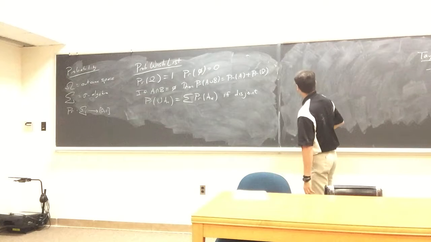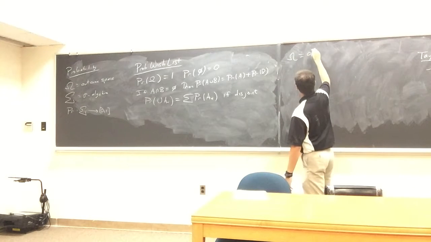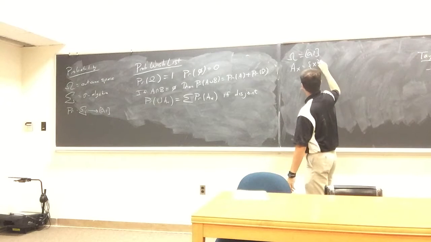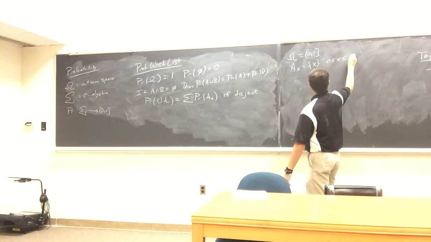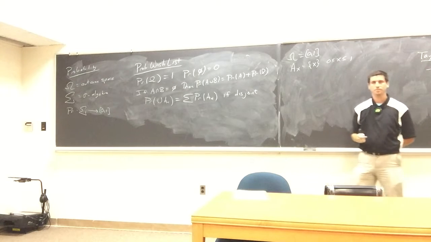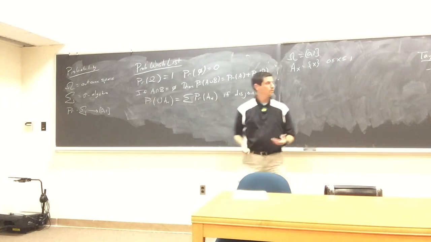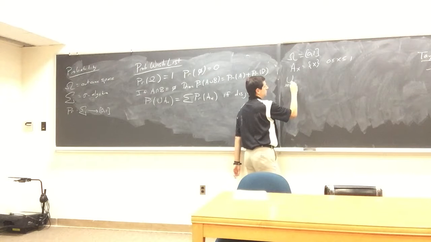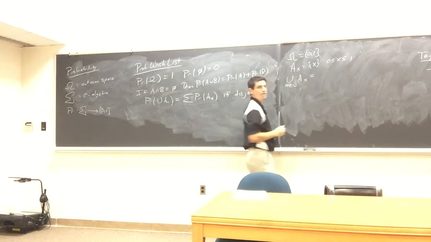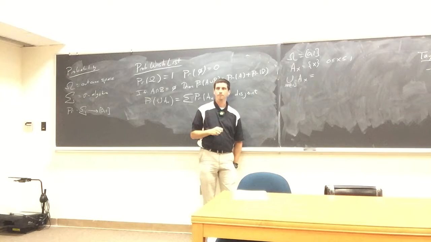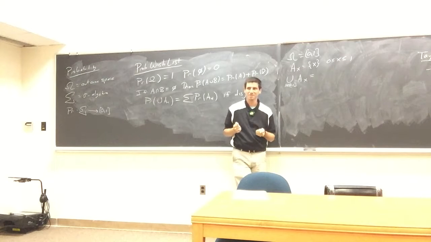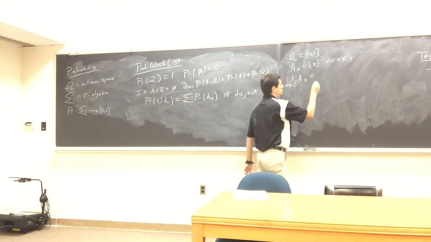All right, so let's imagine omega equals [0,1]. And let A_x be the singleton {x} for 0 ≤ x ≤ 1. Okay? So what is the union over all x in [0,1] of A_x? What should that equal? Each set A_x is a singleton. I take the union of all of them. What should that be? Omega. It should be [0,1].